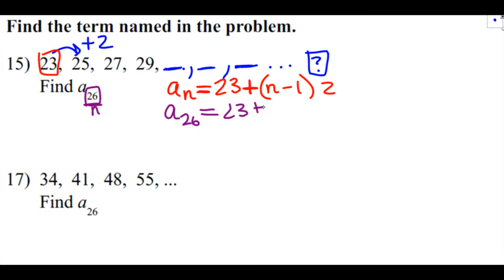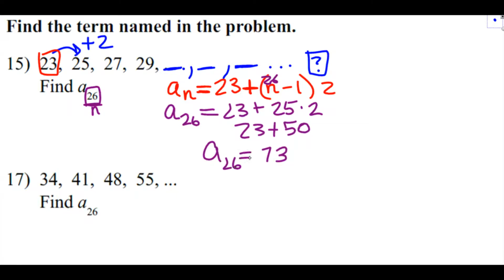Now, I'm going to do this part in my head because I know 26 minus 1 is 25. So we're going to have 23 plus 25 times 2, or 23 plus 50 is 73. So we've got a specific number this time, not a formula. The 26th term is 73. That means that's the number that would be in this box, or this bushel of apples.